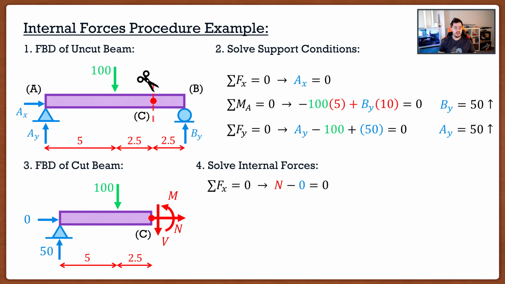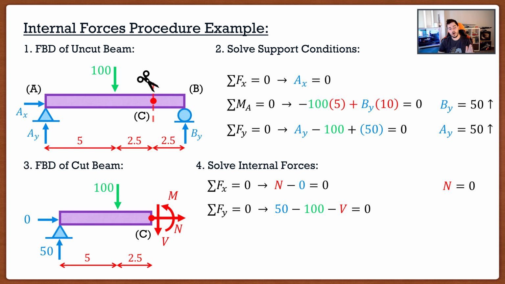So the first one, if I were to go summation of force in the X direction, well, we have our normal force and then our reaction force is 0. So we can conclude right away, we have no normal force. Nice and easy. Moving on to the next one, I can take the summation of forces in the Y direction.